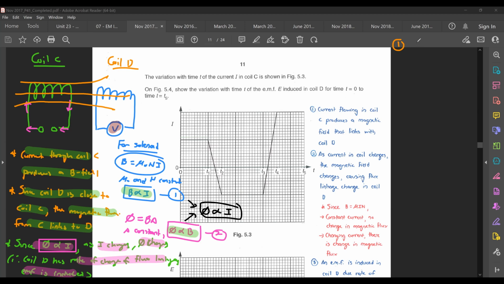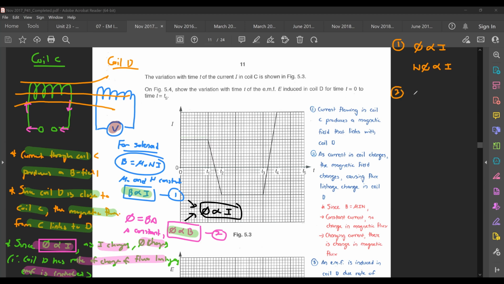Just now I told you that your flux is proportional to current. You could also say that flux linkage is proportional to current. It's the same thing. You're just basically multiplying with a constant at one side only. So flux being proportional to current is actually the same as flux linkage being proportional to current too.